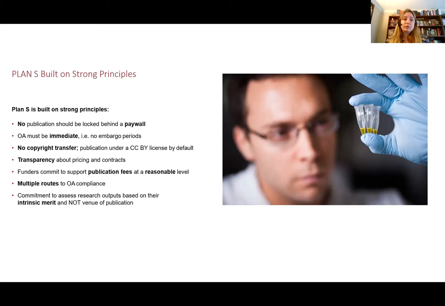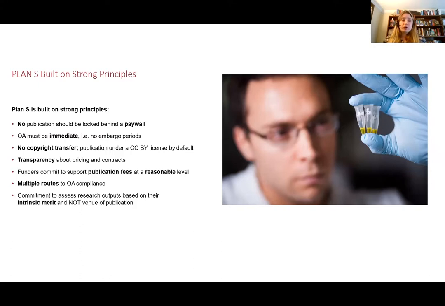And I think also from an equity standpoint, we don't want to create a system where those that have immediate information are the ones that can afford it, and then those that are not able to have to wait, and thus being kind of closed out of the research ecosystem there. So we want it to be immediate.